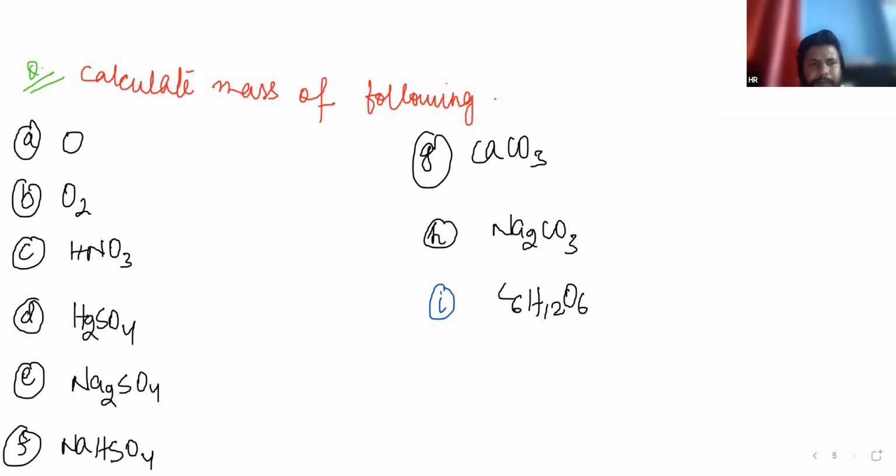And please answer in chat box or you can speak up. What is the mass of A, that is oxygen? Very good. Just do it. B, C, D, E. Very good, Arsalan. You are on C.